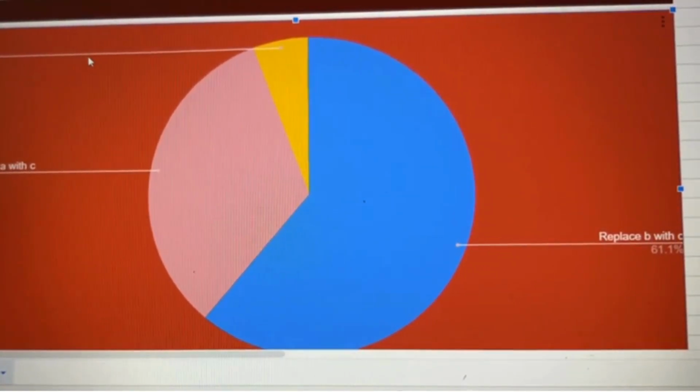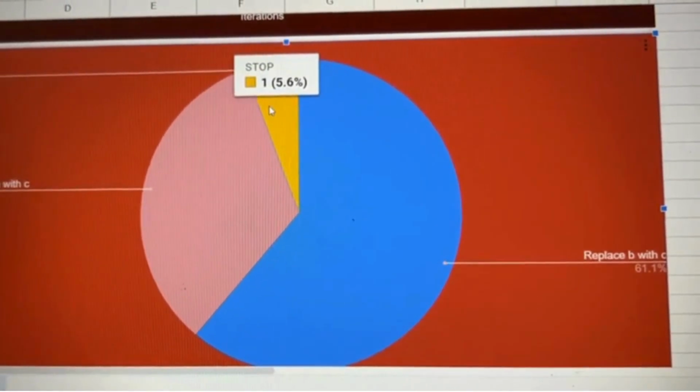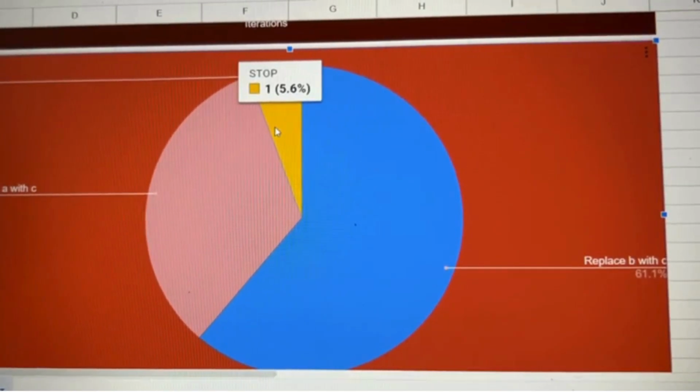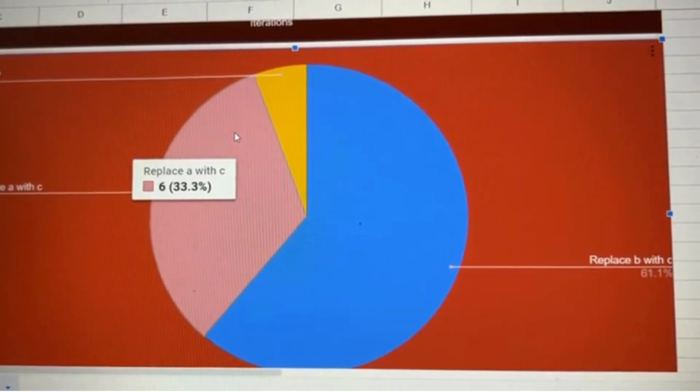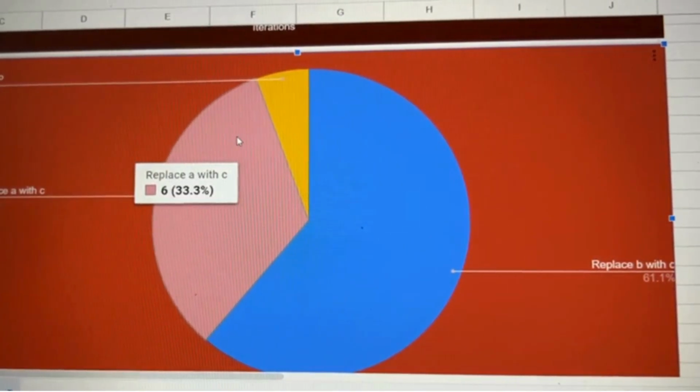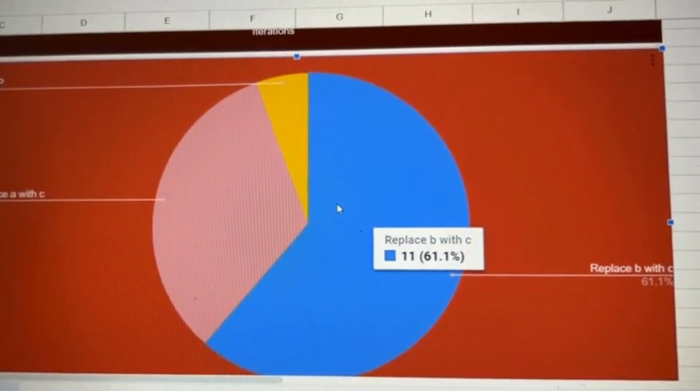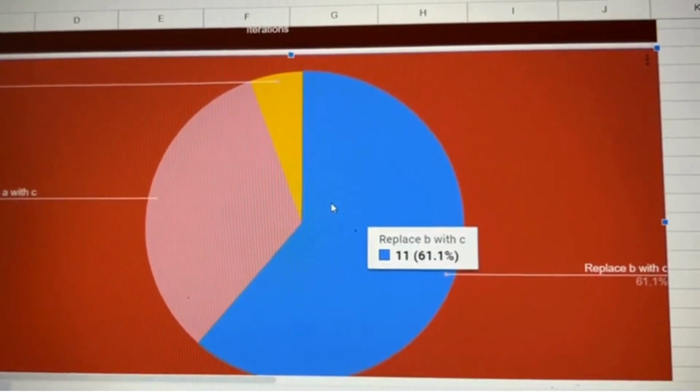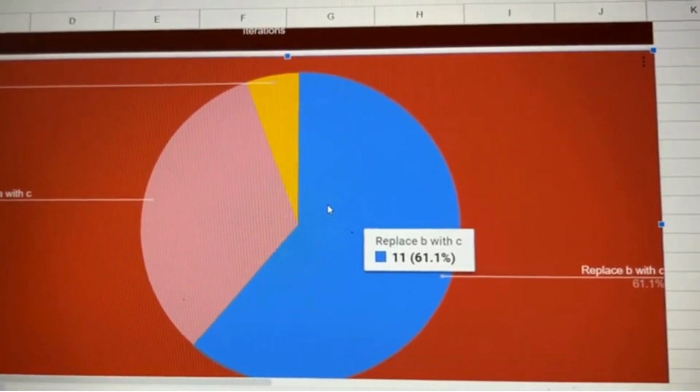Here is the visualization of decision making. The yellow one here represents stop, and there is only one of it, which is 5.6%. The next one is replace A with C. It is the pink one. There are 6 of it, and it is 33.3%. The next is the blue one, replace B with C. There are 11 of it, and it is 61.1% in the pie chart.